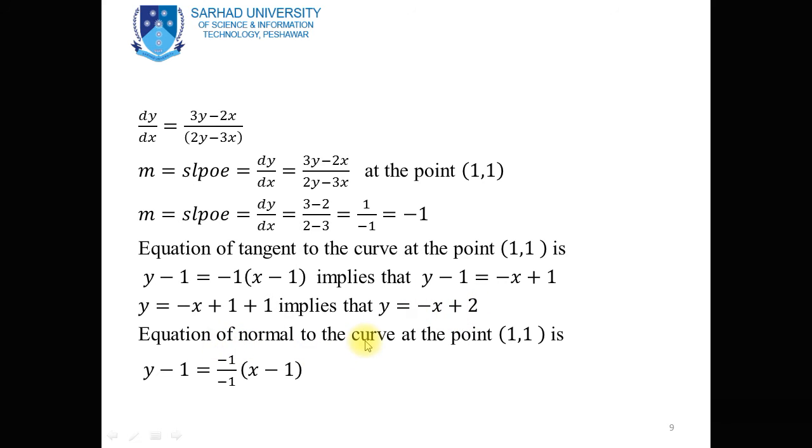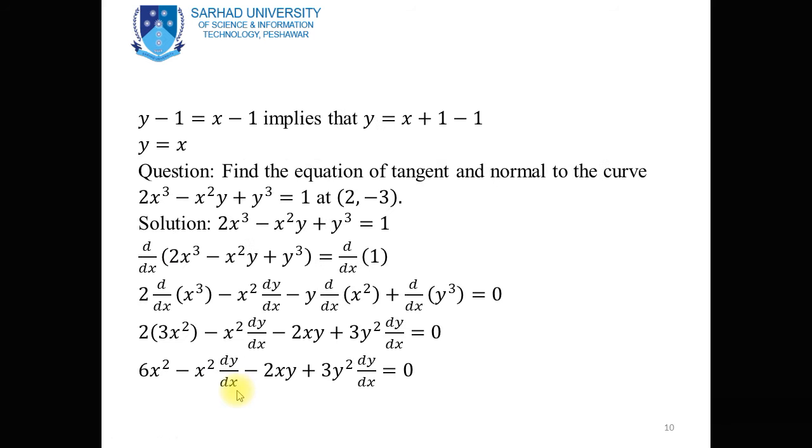Now equation of normal line. Now the slope of the tangent line is minus 1. So the slope of the normal line will be equal to plus 1, because the slopes of tangent line and normal line are negative reciprocal to each other, and the reciprocal of 1 is again 1. So in this problem the slope of tangent line is minus 1. So the slope of the normal line will be equal to 1. So you see over here minus 1 divided by minus 1. So the slope of the normal line is 1, and this is the normal line equation.